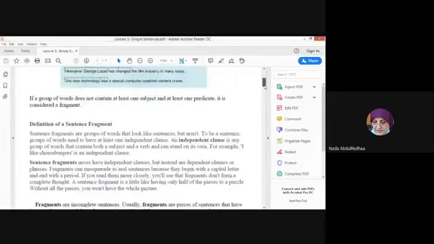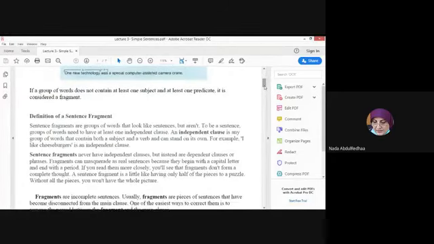Now, if a group of words doesn't contain at least one subject and at least one predicate, it is considered a fragment. So if there is no subject and no predicate, we call this a fragment. So one of you would say, Miss, what about command sentences, order sentences, imperative sentences? Are they fragments? What do you say?